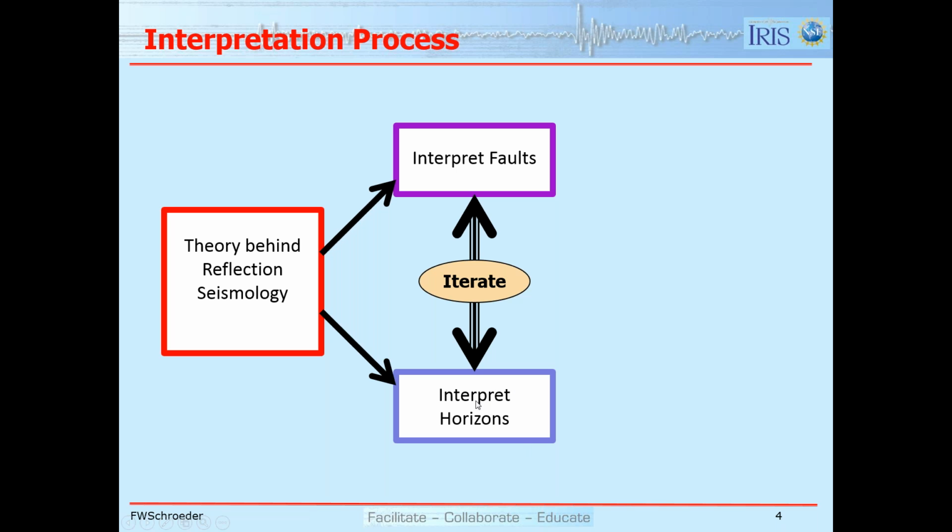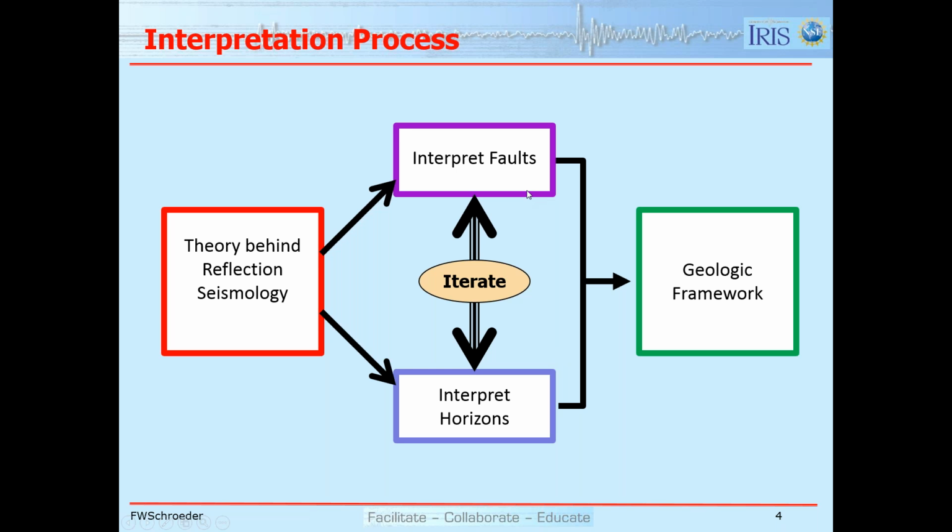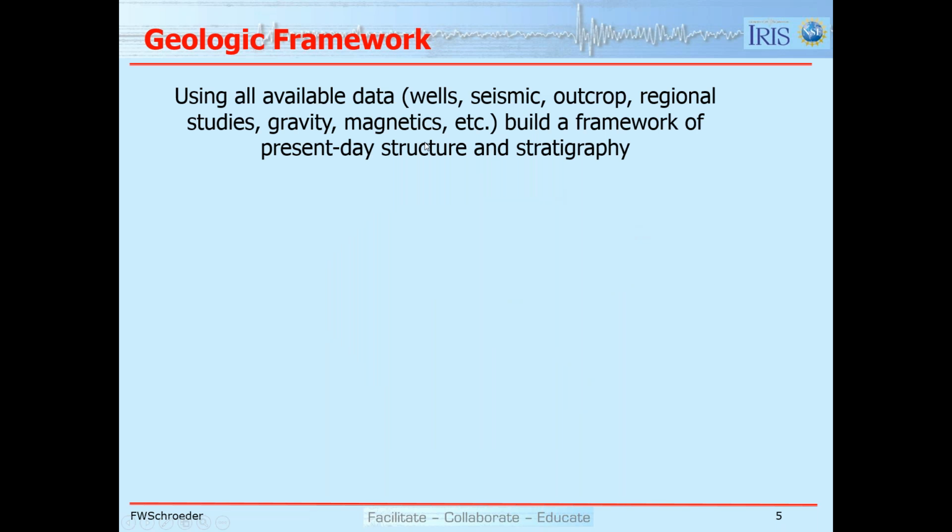Many times interpreters in their first maybe 4 or 5 years might be more structurally oriented and not as competent with the stratigraphy. Similarly, there might be a new seismic interpreter that's more competent with the horizons, less competent with the faults. But after about 5 years of doing seismic interpretation, people develop enough of a skill set and experience set that they're at least competent in both. And if we develop a series of the major faults, a series of the major horizons, that leads to the geological framework that we want to establish.